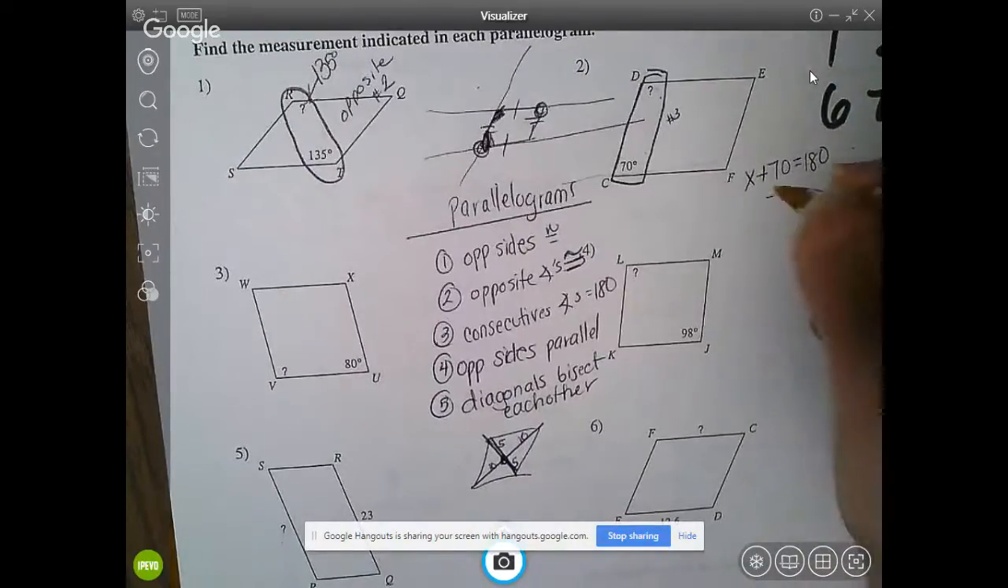So if we subtract 70 from both sides, we're left with 110 degrees.